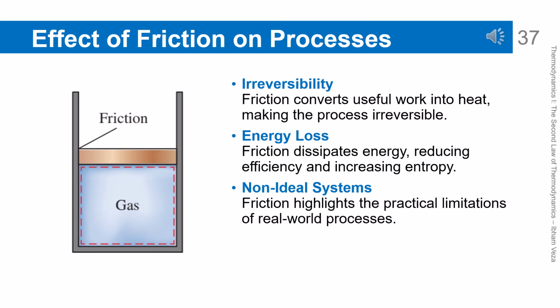Effect of friction on processes. Friction is one of the main sources of irreversibility in mechanical systems. Work that should be useful is converted into heat that cannot be utilized. As a result, system efficiency decreases. Friction also increases the total entropy of the system and surroundings. This shows why real systems are always worse than ideal ones.